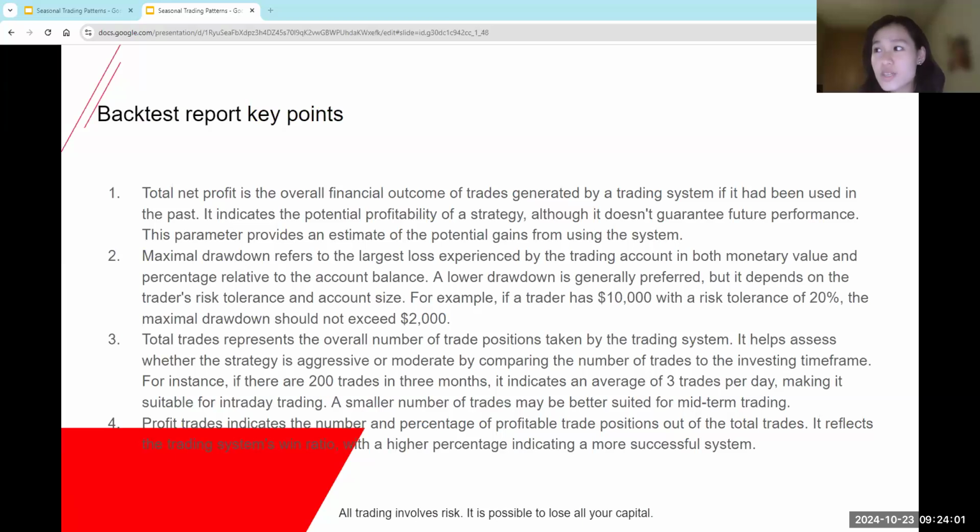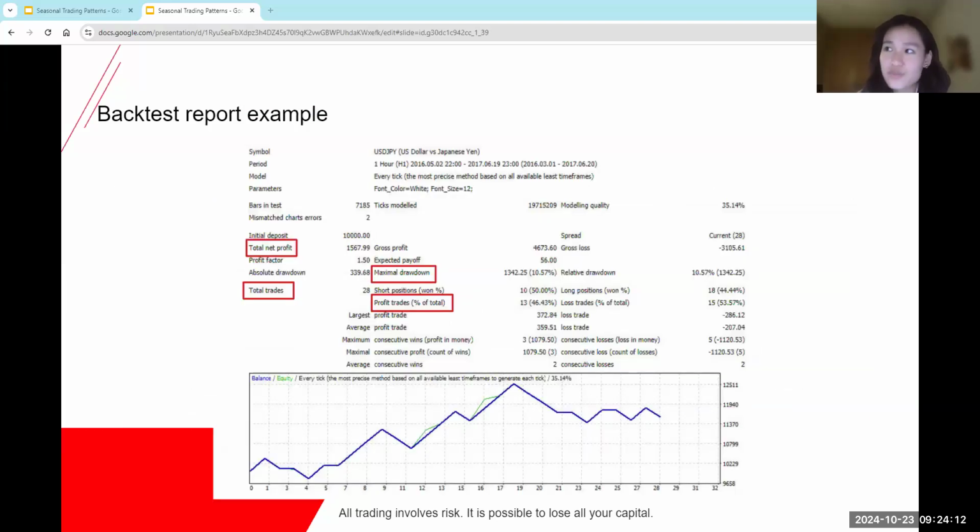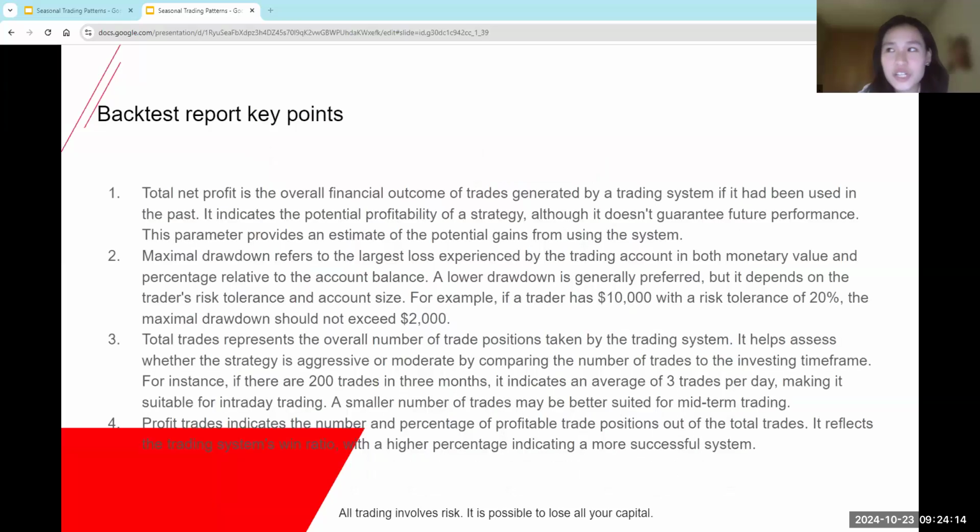Okay, overall key points. I'm just going to summarize each point of this slide. So it's basically highlighting why exactly we want to take note of these points from this chart. I mean this image here. So the total net profit obviously is the overall financial outcome of the trades generated by a trading system if it had been used in the past. So it doesn't guarantee future performance, but it provides an estimate of the potential gains from using the system.